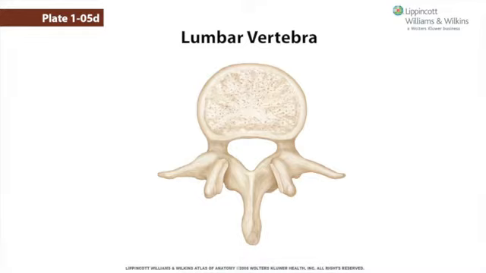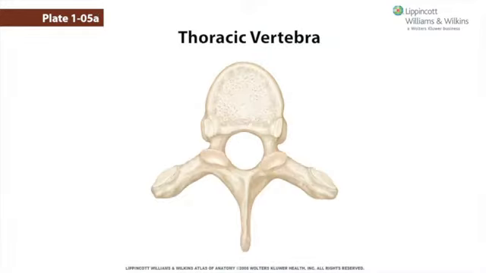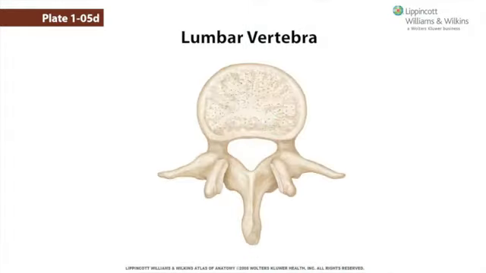Other features of note are that thoracic vertebrae have heart-shaped bodies and small vertebral foramina, because the spinal cord is narrower at levels where there are no limbs, and lumbar vertebrae have large kidney-shaped bodies to bear more weight than the cervical and thoracic vertebrae.